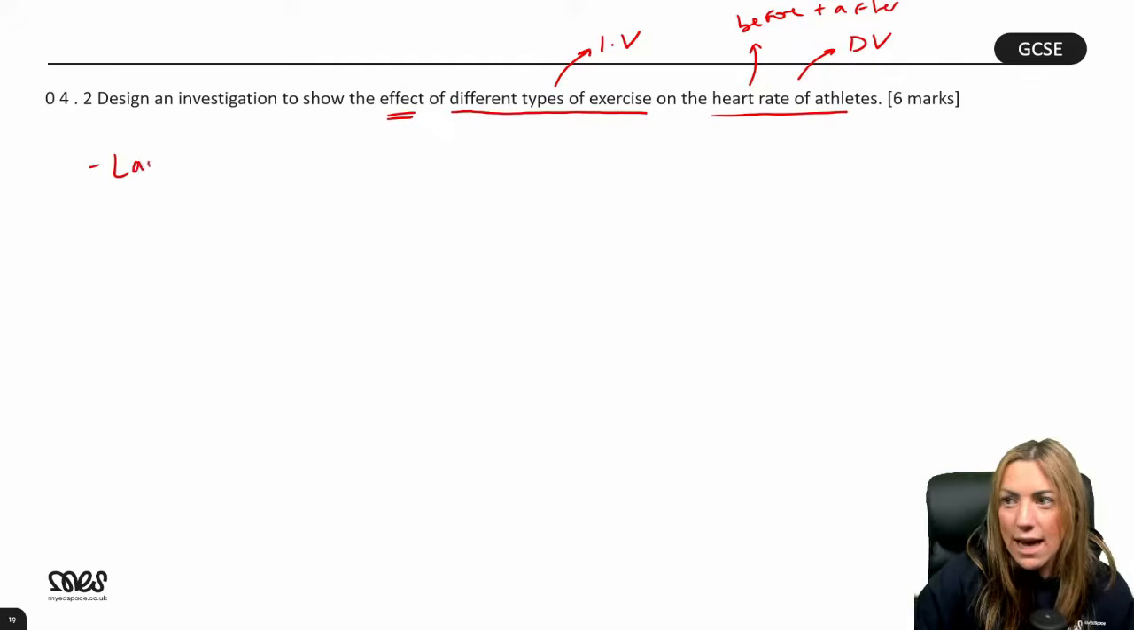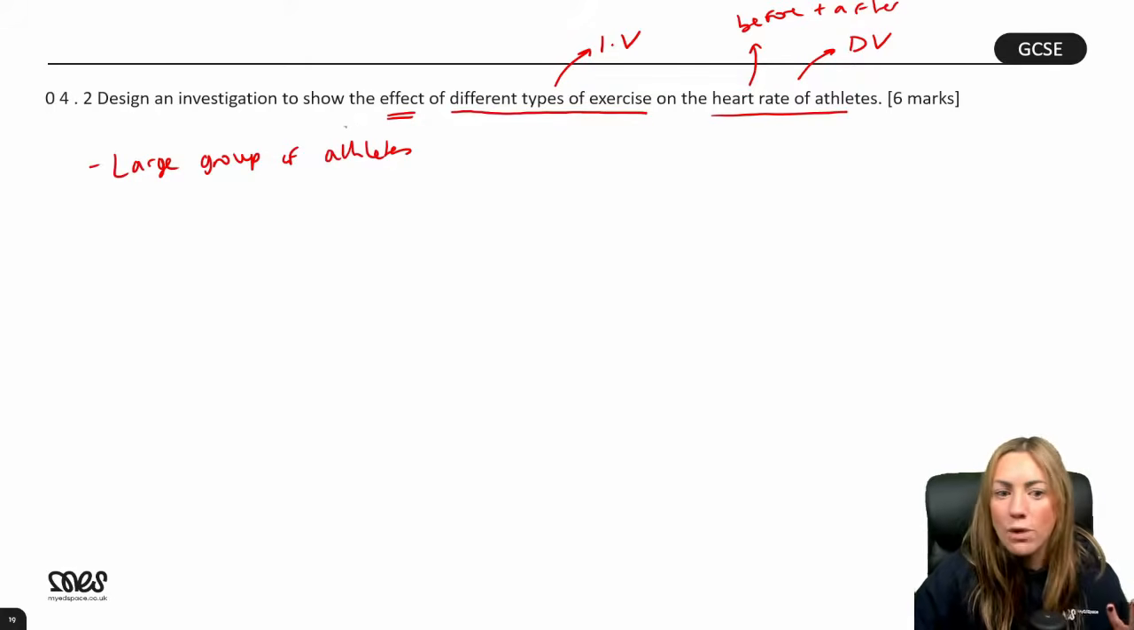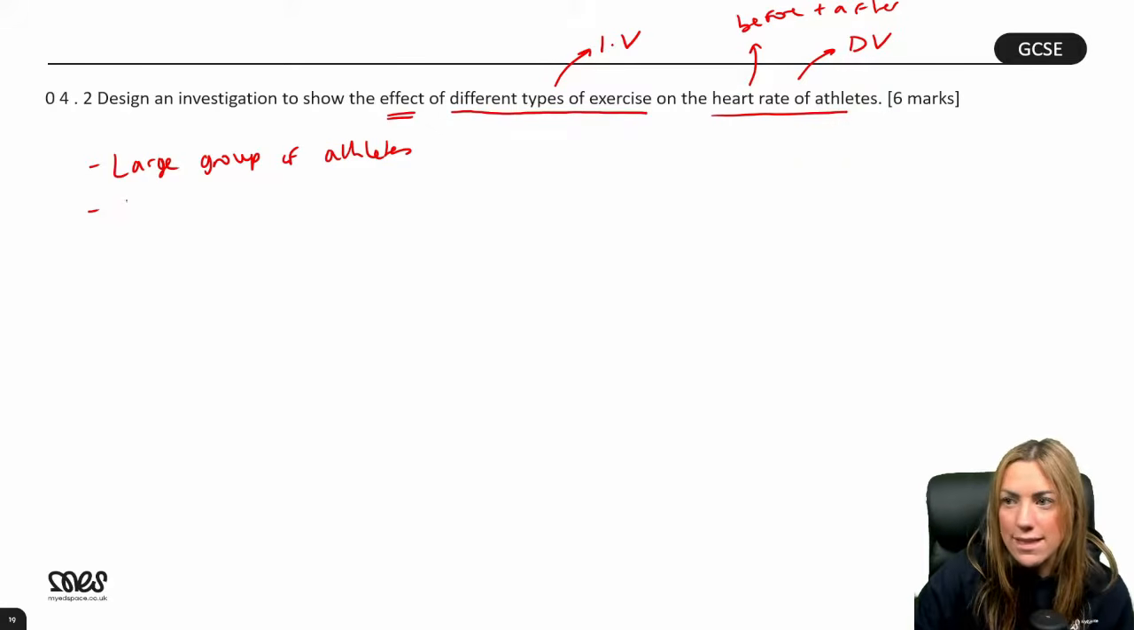So I'm going to have to get a large group of athletes. Remember, with any investigation, we don't just want to do one repeat, we want to do many repeats or have a large sample size. So I'm going to need a lot of athletes. If you're going to give a number, I would go for 30 or more. That's what the mark scheme said for this question. That's what they're classing as a large number. So 30 or more athletes, large group of athletes.